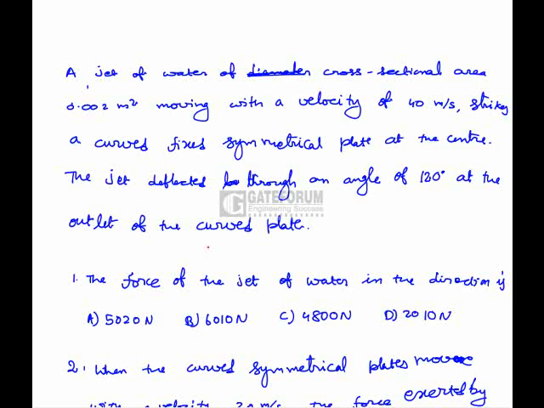A jet of water of cross sectional area 0.002 meter square moving with a velocity of 40 meter per second, striking a curved fixed symmetrical plate at the center. The jet is deflected through an angle of 120 degrees at the outlet of the curved plate. Here it is a common data question. It consists of two questions. Here the first question is the force of the jet of water in the direction is. Here the options are 5020 Newton, 6010, 4800 Newton and 2010 Newton.